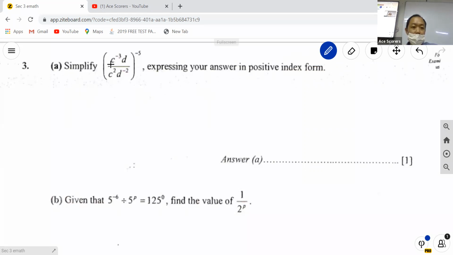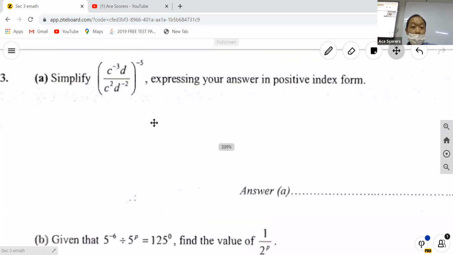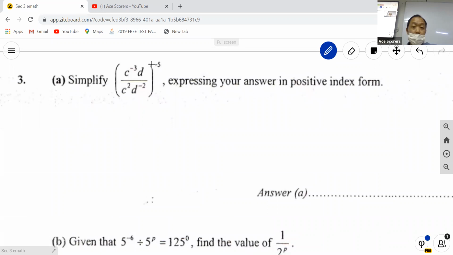Okay, so simplify this thing. So we have a negative power, right? So usually I like to solve the negative first, right? So if I change it to positive, these two will flip. That means bottom goes to the top, top goes to bottom. What does it mean? It will look like that: C squared D minus 2, to the power of 5. So you see negative 5 is gone. It becomes positive 5. So the effect is this goes up, that comes down.